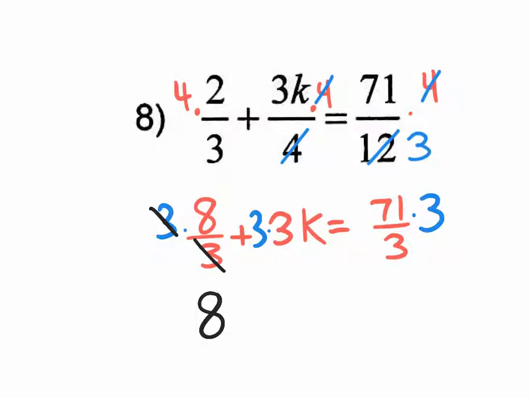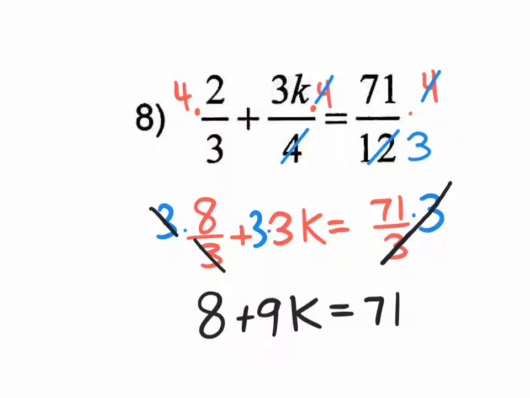The 3 times 3 is a 9. That's a positive 9, and of course it has a k right there. The equal sign comes down, and this 3 and this 3 cancel out, so I have a 71. Okay? So that's not the easiest or best way of doing it, but if you understand it, that's great.